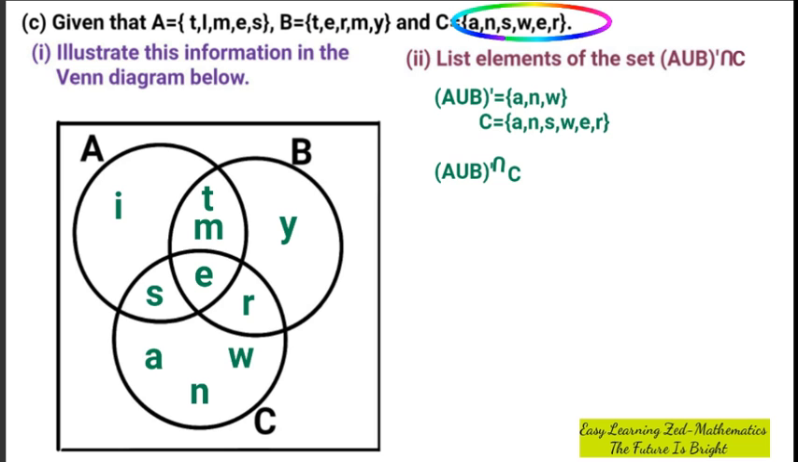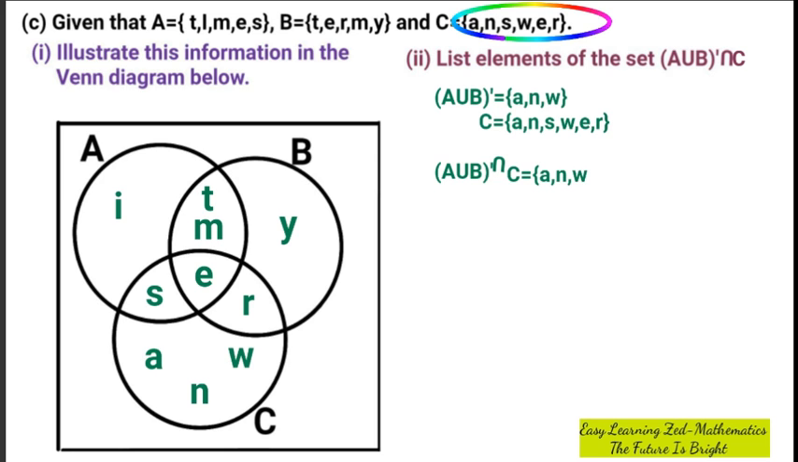Now let's start with the set on top, which is A union B complement. What is found in that set is A. So our question is: is A found in set C? Yes, so I'm going to write A. We go to the next element, which is N. Is N found in set C? Yes. Then the next element, which is W. Is W found in set C? Yes.